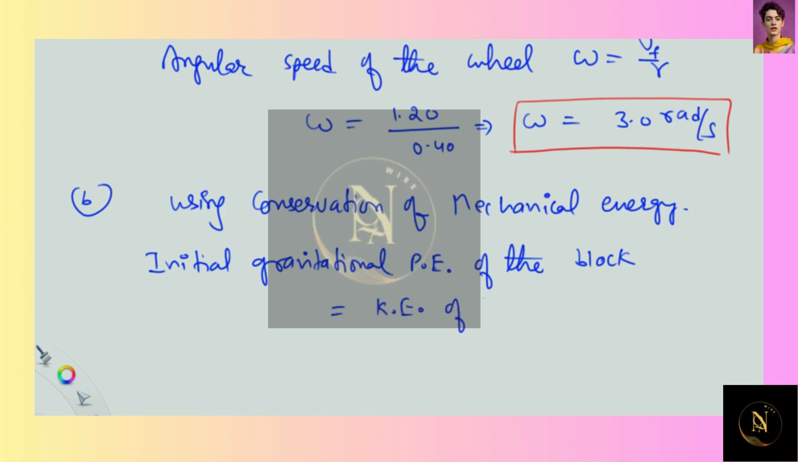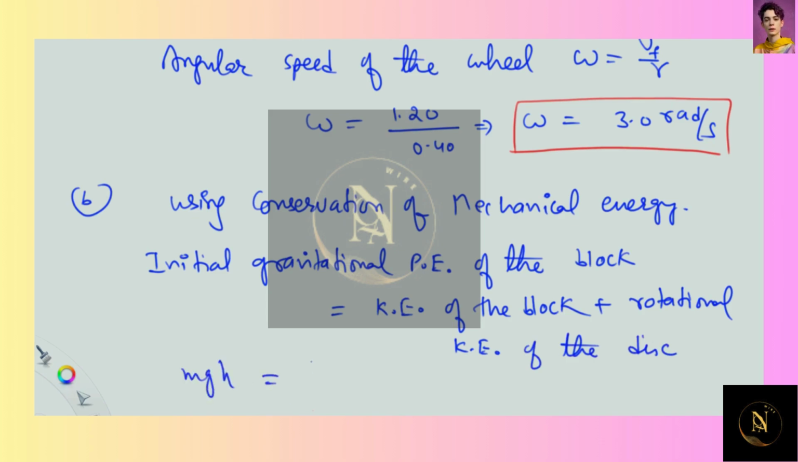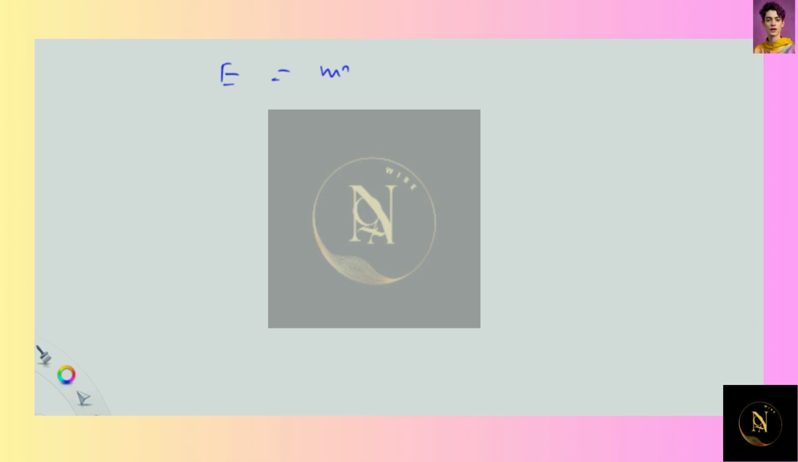of the block plus rotational kinetic energy of the disc, of the wheel. Means this is mgh is equal to half mv square plus rotational kinetic energy of the wheel, let it be E only. So this E will be given by mgh minus half mv square.